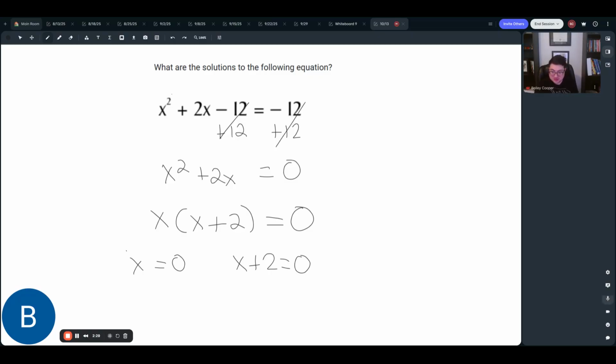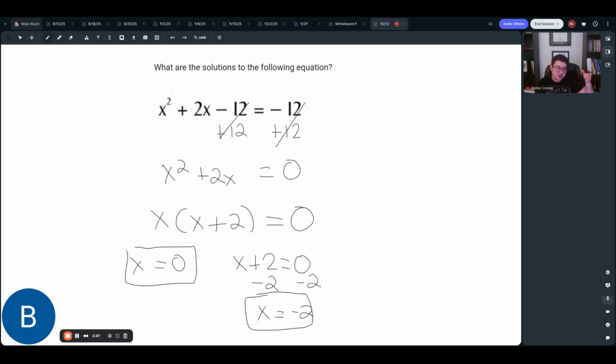For this first one, we don't have to solve anything. It just straight up tells us x equals 0, and that's one of our solutions. The other one, we still have to get x by itself. Luckily, it's super easy. We just subtract 2 on both sides, and then we get our second solution, x equals negative 2. And voila, there you have it.